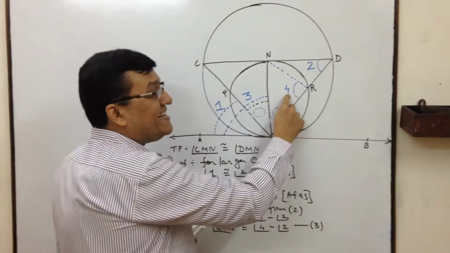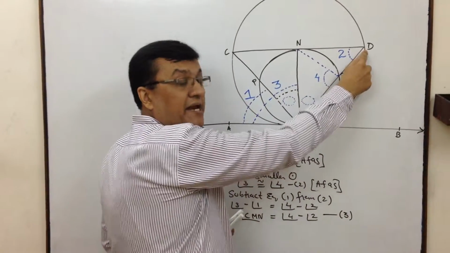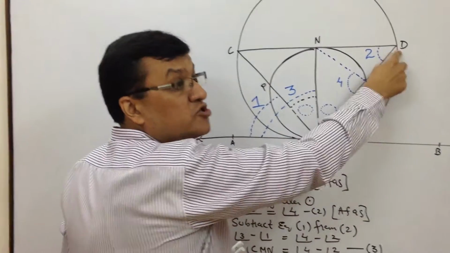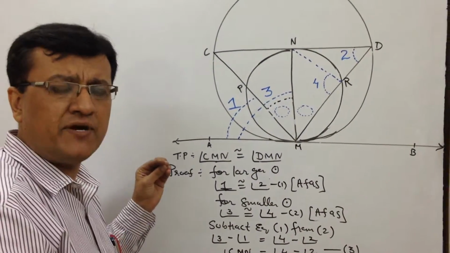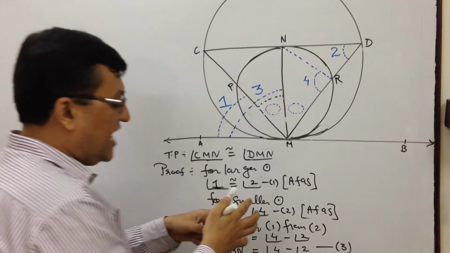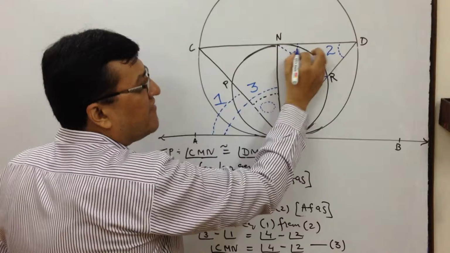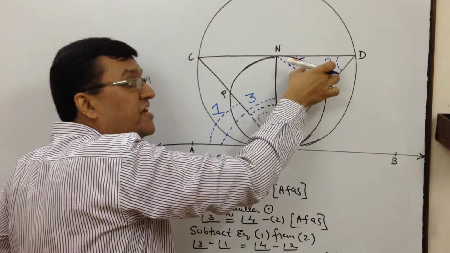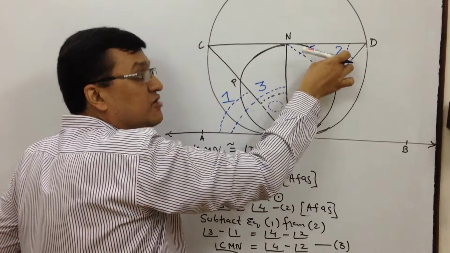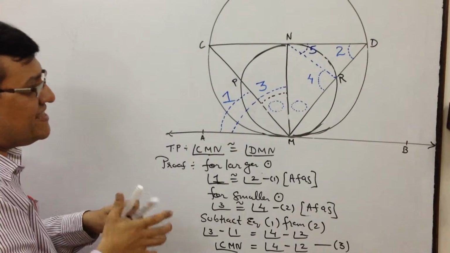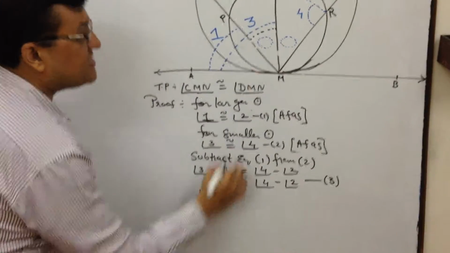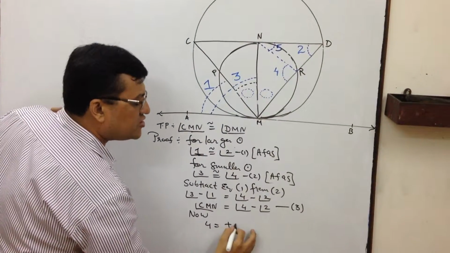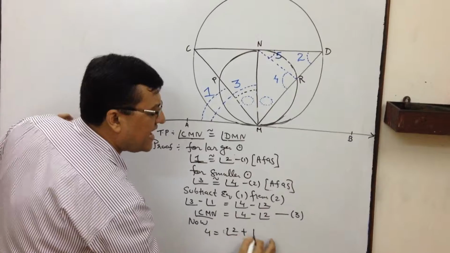Can I say angle 4 is an exterior angle for triangle NRD? I reiterate, angle 4 is an exterior angle for triangle NRD. So by the exterior angle theorem, which I made you understand five minutes back, I shall say this as angle 5. Can I say exterior angle is equal to the sum of the remote interior angles? Having said that, I shall now say angle 4 is equal to angle 2 plus angle 5.